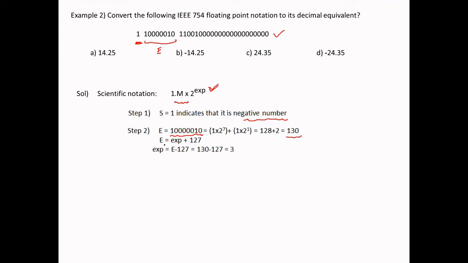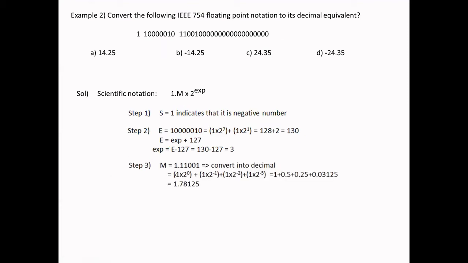And we know that E is the biased exponent, the original exponent plus 127. Now how to get this original exponent? E minus 127, that is 130 minus 127, so the exponent is 3. Now we need to find the mantissa. So how to get the mantissa? Here you see, implicitly there is a 1 point, and this is 11001. Up to here we need to consider.